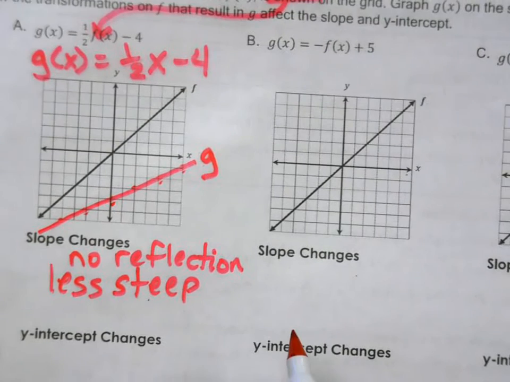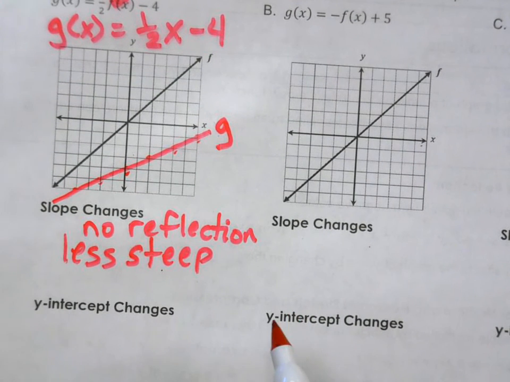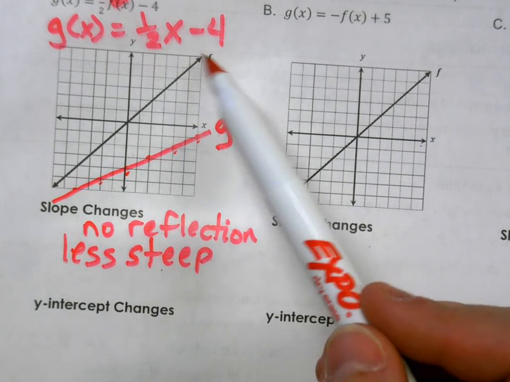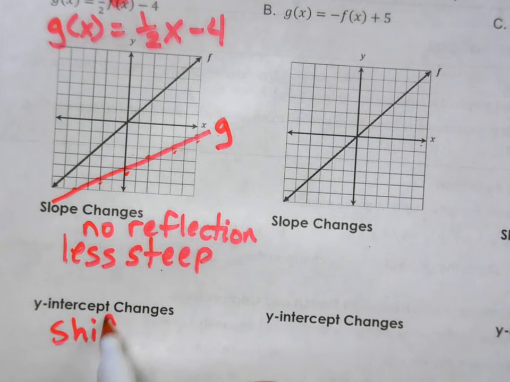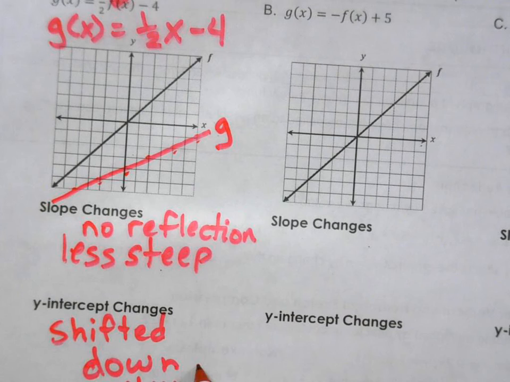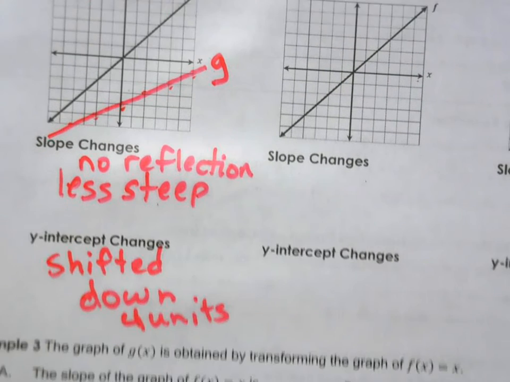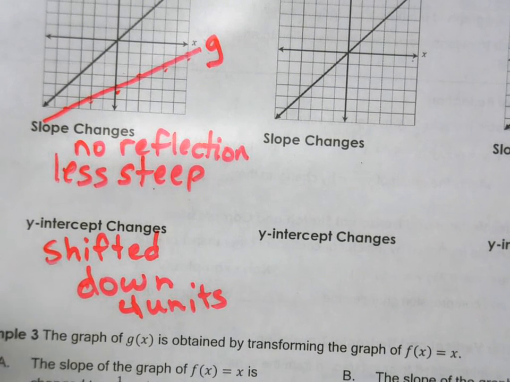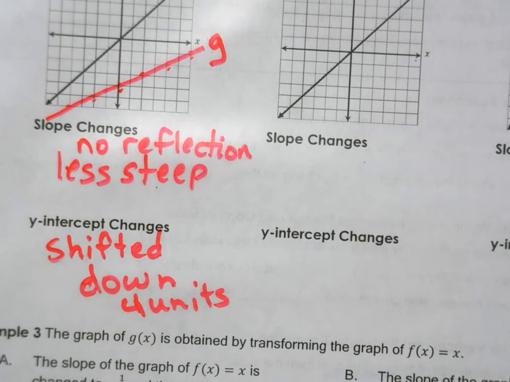How did my y-intercept change? It moved down 4. Is that what this -4 tells me too? So it shifted down 4 units. Okay. Notice that I don't use negative when I'm talking about it shifting. I use down. It shifted down 4 units, or it shifts up however many units. We don't use negative or positive when we're talking about how it shifted. We use descriptor words of down or up.